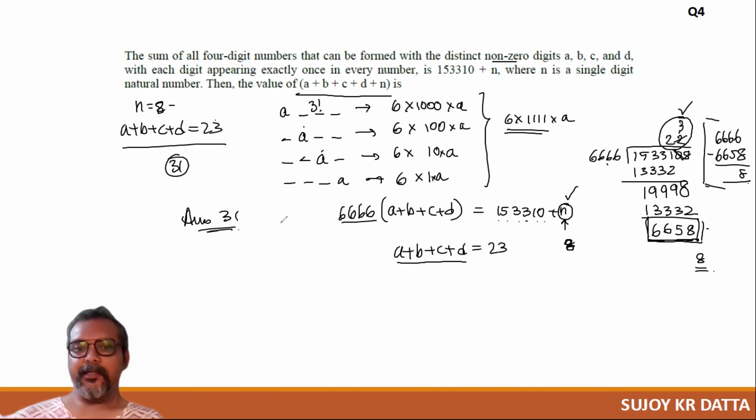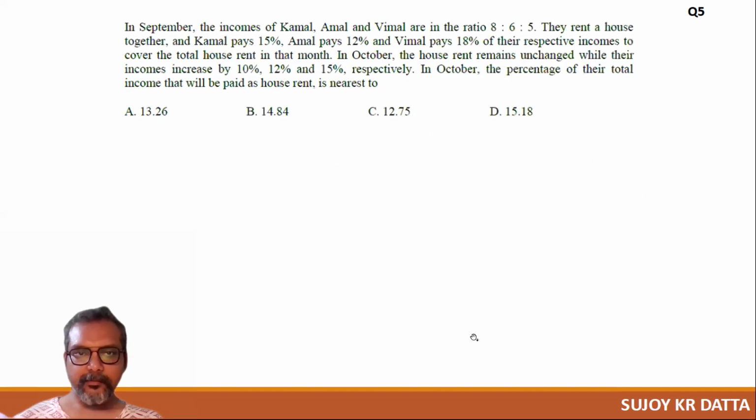All right, let's go to the next question. It says K, A, V are in the ratio 8:6:5. So let's take 800, 600, 500. They rent a house, K pays 15% of their respective income. So 15% of 800. So 10% will be 80, 5% will be 40. So 120.